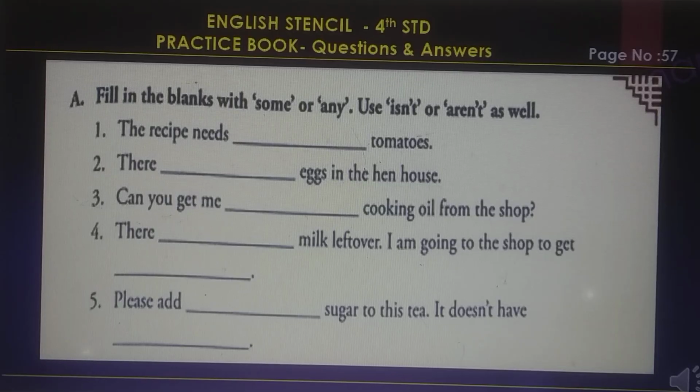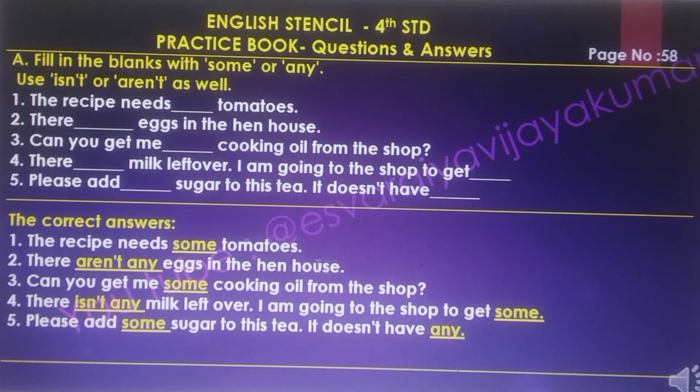Fill in the blanks with some or any, use is not or are not as well. Here are the questions, and the same answers I have given here. The recipe needs some tomatoes. There are not any eggs in the hen house. You can get me some cooking oil from the shop. And there is not any milk left over. I am going to the shop to get some. Please add some sugar to this tea. It does not have any.